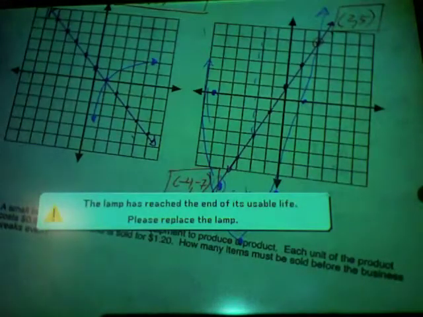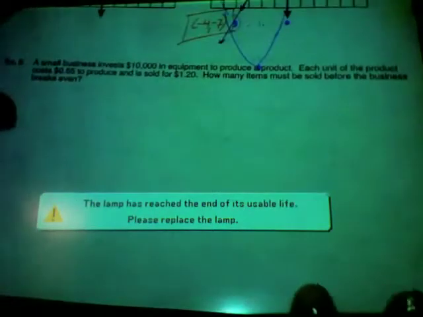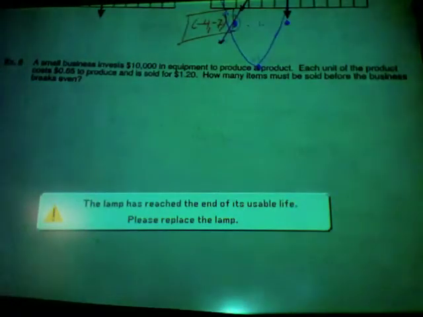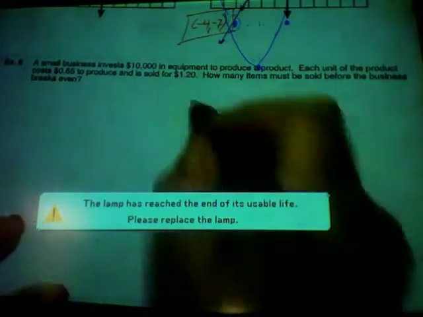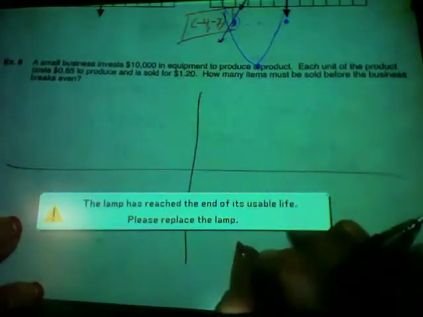All right, so then the last question on here is the word problem. A small business invests $10,000 in equipment to produce a product. Each unit of the product costs 65 cents to produce and is sold for $1.20. How many items must be sold before the business breaks even? So we're not gonna put our graph on the paper, but we can put it in the calculator.